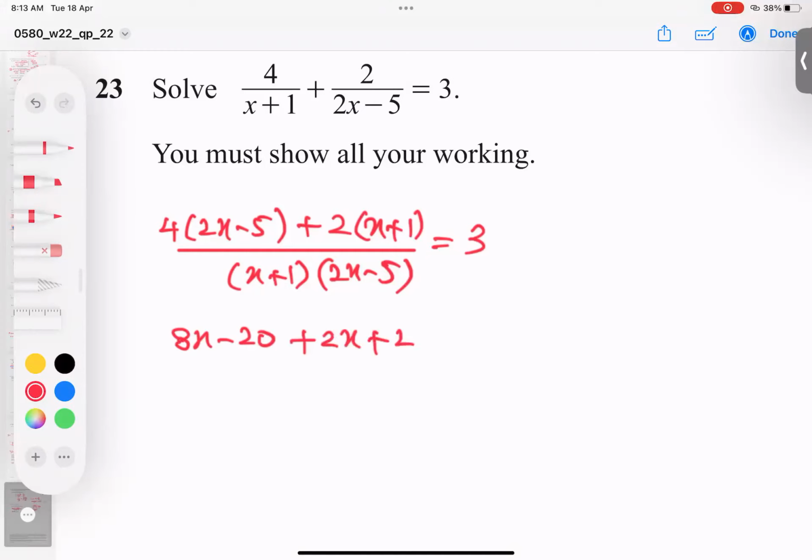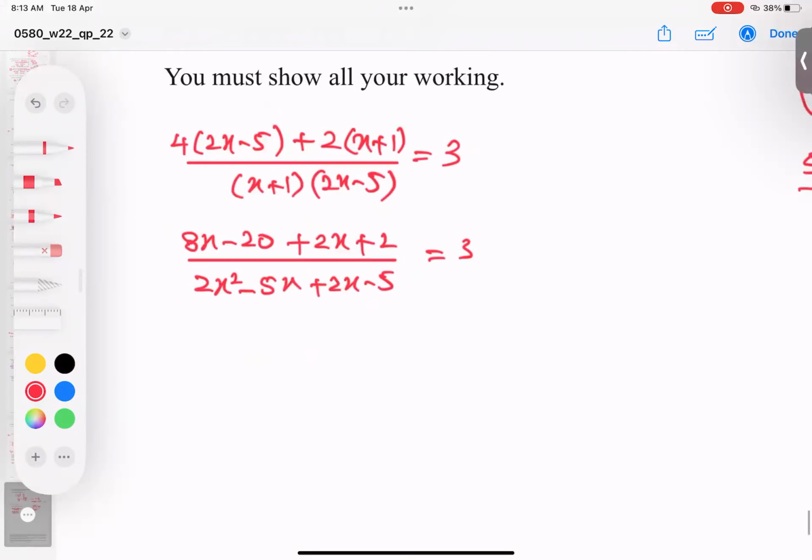2x and plus 2. Same process down. x into 2, x into 5. I get 2x to power 2 and minus 5x. 1 multiplies with both, and plus 2x and minus 5 equals 3. Simplify. 8x plus 2x gives you 10x. Negative 20 plus 2 gives you negative 18. And here 2x squared keep as it is. And this value, if you solve it, negative 3x minus 5 equals 3.